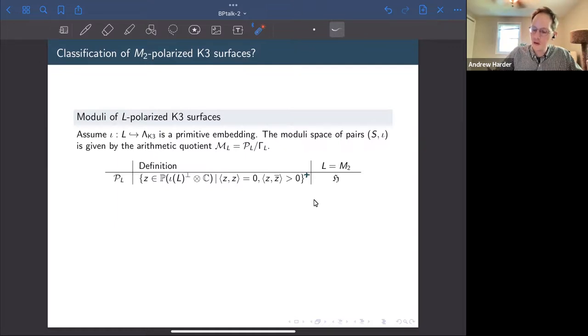And in the particular case where the lattice is M2, what this turns out to be is just the standard upper half space.